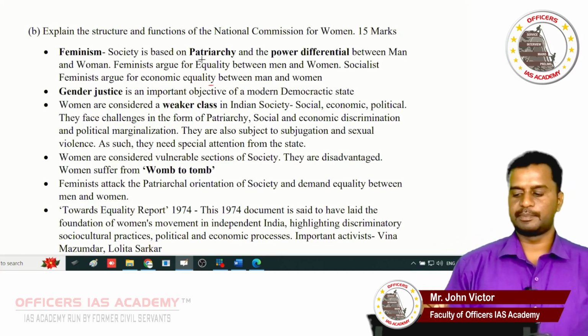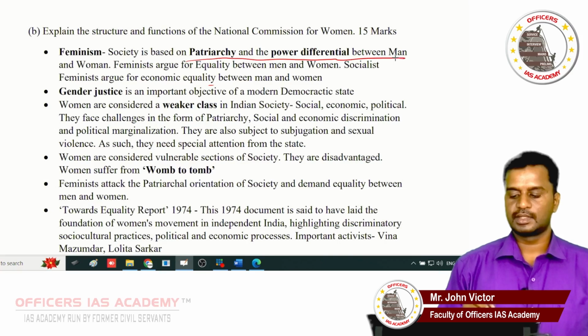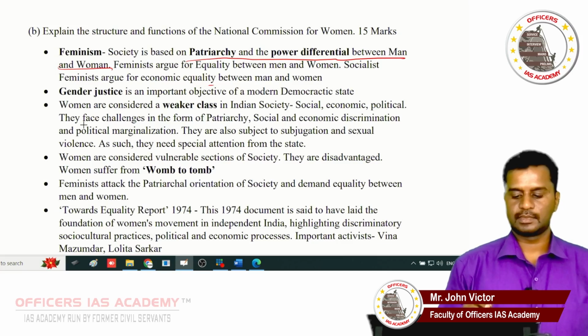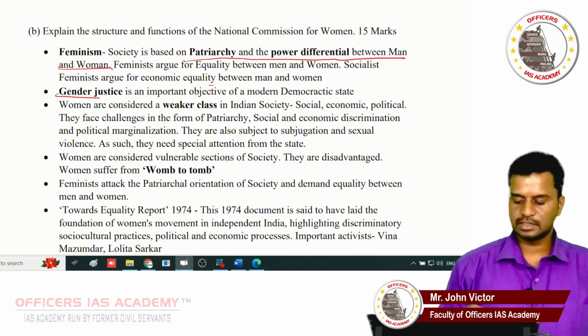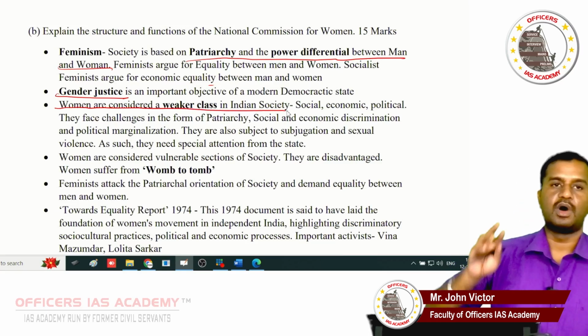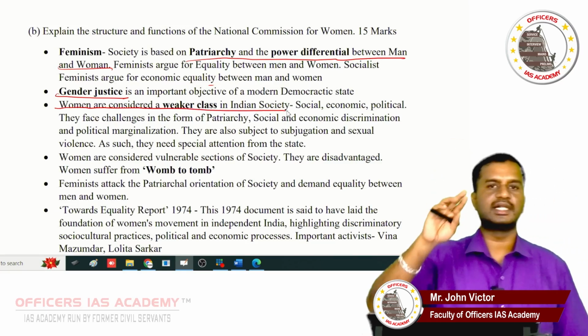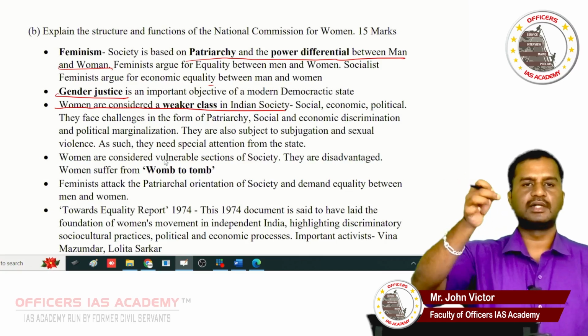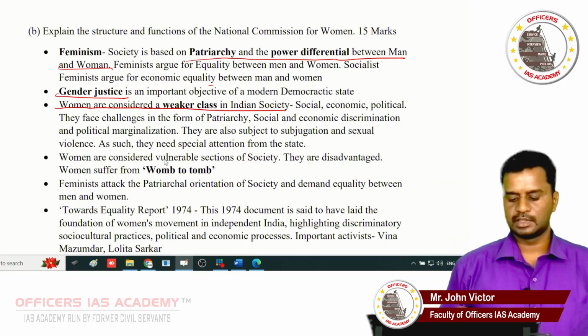Feminism is based on patriarchy and the power differential between men and women. Feminists argue for gender justice. They need equality between men and women. So write gender justice. Mention that women are a weaker class. What class is for Marxists? Gender is for feminists. Give some jargon and phrases to explain the concept. Women suffer from womb to tomb.